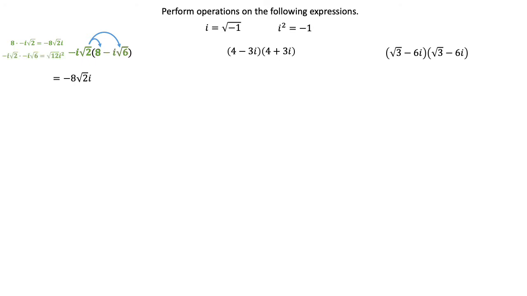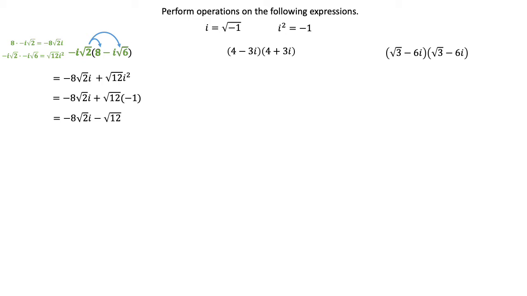Now let's multiply -i square root of 2 times -i square root of 6. Your numeric parts, square root of 2 times square root of 6, will give you square root of 12, and -i times -i gives you a positive i squared. So that'll be a plus square root of 12 i squared. And now the fun begins, because we will be replacing that i squared with a -1, which makes this a minus square root of 12.